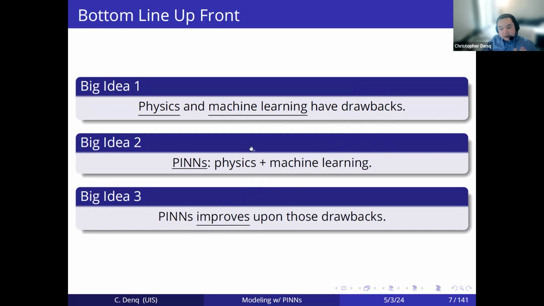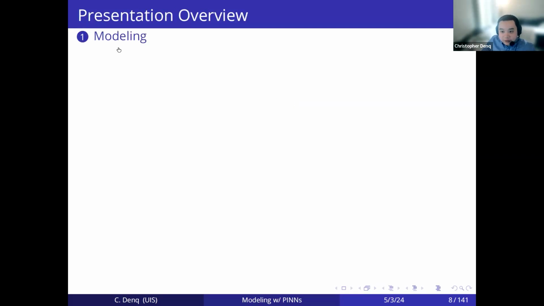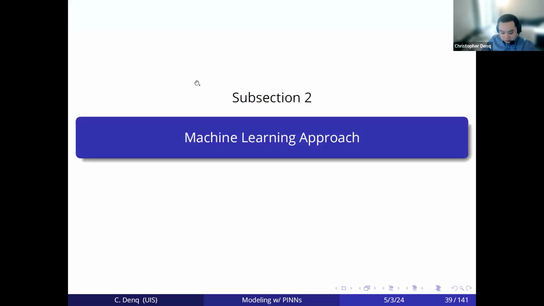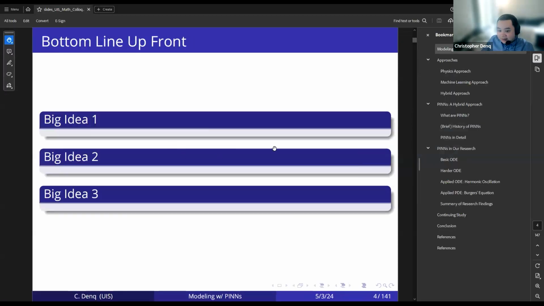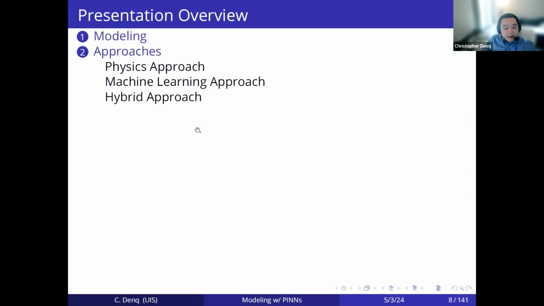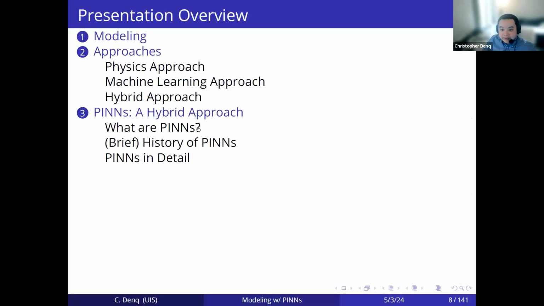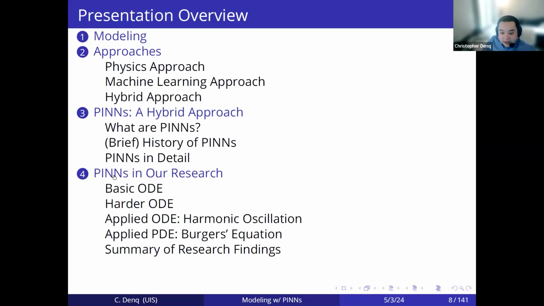I'll get into the details of this a little later in the talk, but for now, just remember these things. There are drawbacks with traditional modeling. PINNs is a new approach to modeling, and PINNs actually improves upon that modeling effort. Okay, so these are the three big ideas. We are building into this by first talking about modeling in the abstract, followed by the different approaches to modeling, then talking about PINNs more in depth, then finally getting into PINNs and how they relate to our research, and then ending with conclusions.